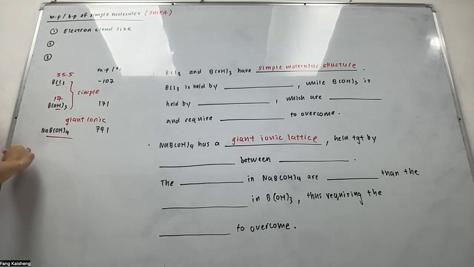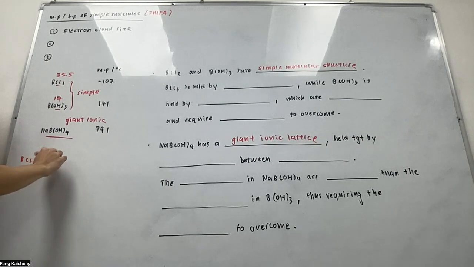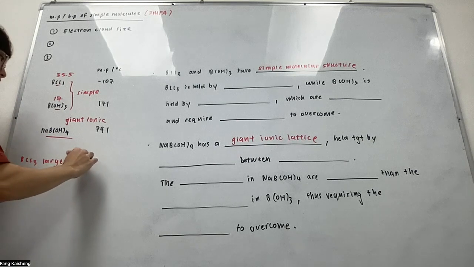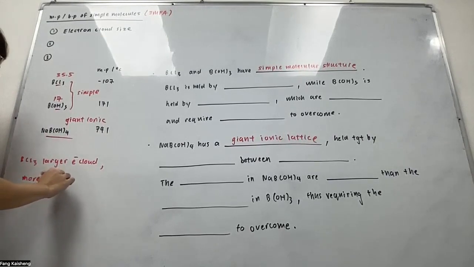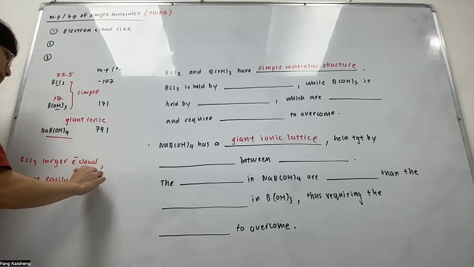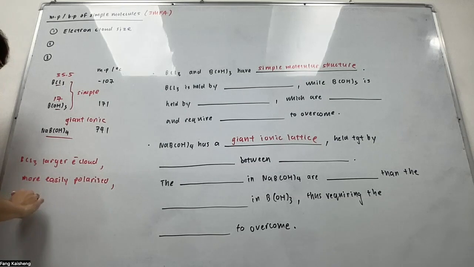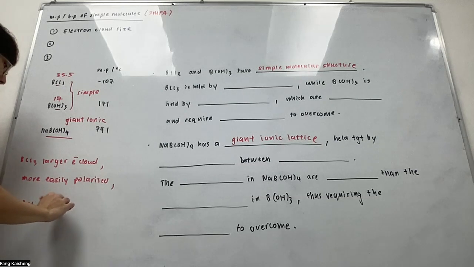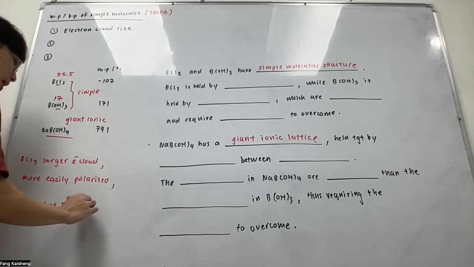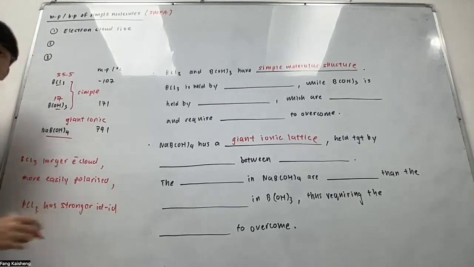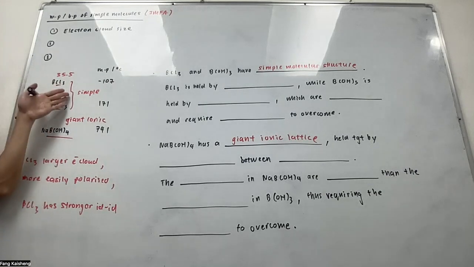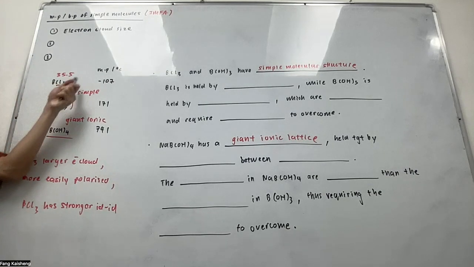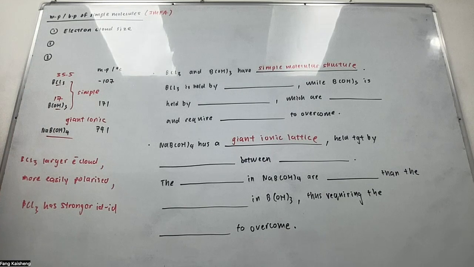Now remember, if BCl3 has a larger electron cloud, what does that mean? Follow the explanation. Larger electron cloud is more easily polarized, right? So what does that mean? BCl3 has stronger ID attractions. Can you remember all that? I'm putting it here because, does this make sense in the context of this question? If this one has stronger ID, does it have a higher melting point? No, it doesn't. So you can't use this explanation here.